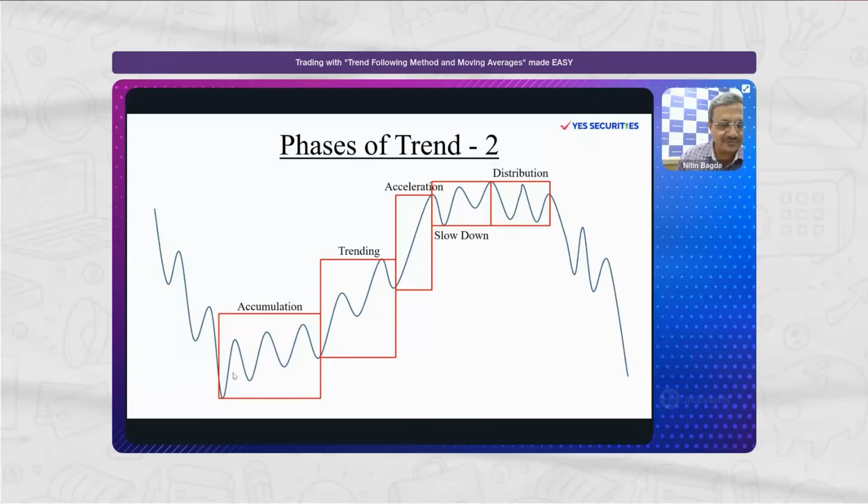During this accumulation phase, generally the pullbacks will be very big. They will be more than 61.8% retracements because the general behavior of institutions is that they try to buy at the bottom. So they'll buy, price will go up, they'll stop buying, price will again fall, again they'll start buying, price will go up, again they'll stop. This way they build their average price and they try to be near the bottom. So here the pullbacks will be very large.